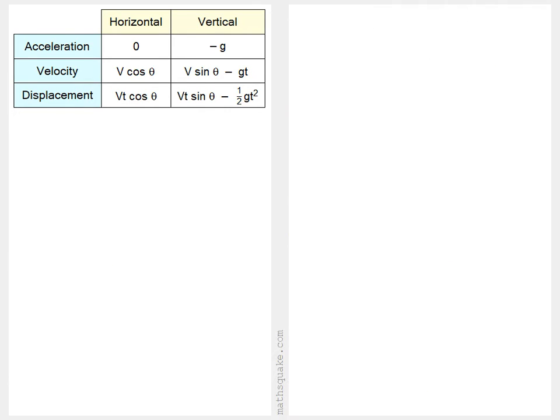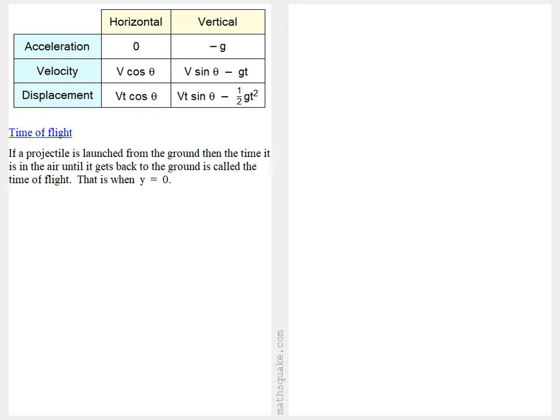Another useful projectile formula we have is the time of flight. If a projectile is launched from the ground, then the time it's in the air until it gets back to the ground is called the time of flight. It gets back to the ground when y equals 0. If we consider the equation for vertical displacement and let the height be 0, we get vt sine theta minus a half gt squared is equal to 0.